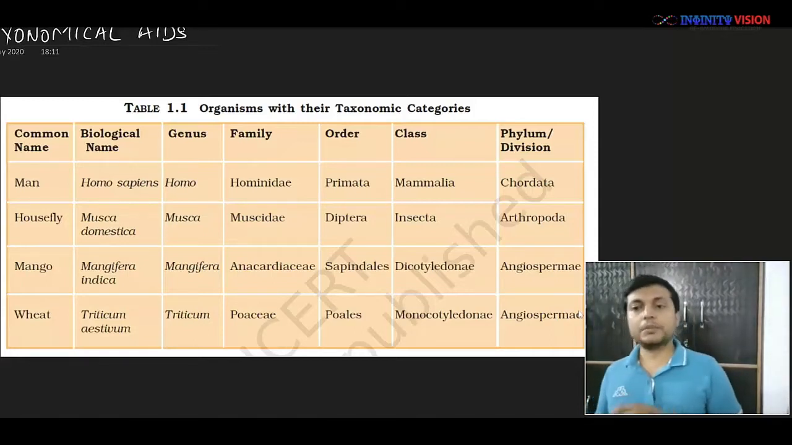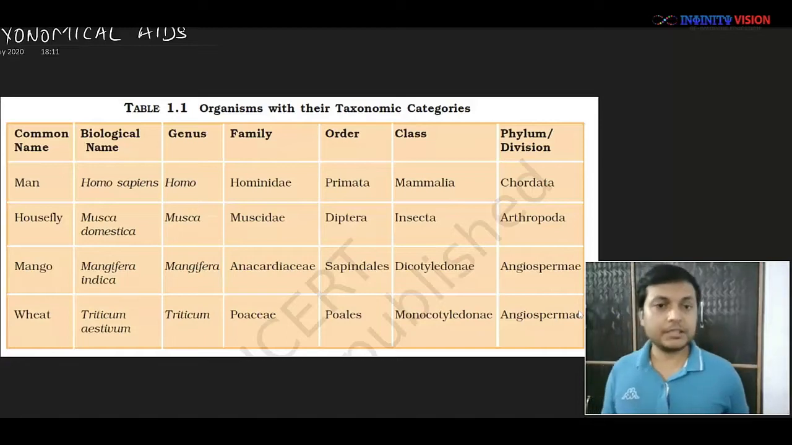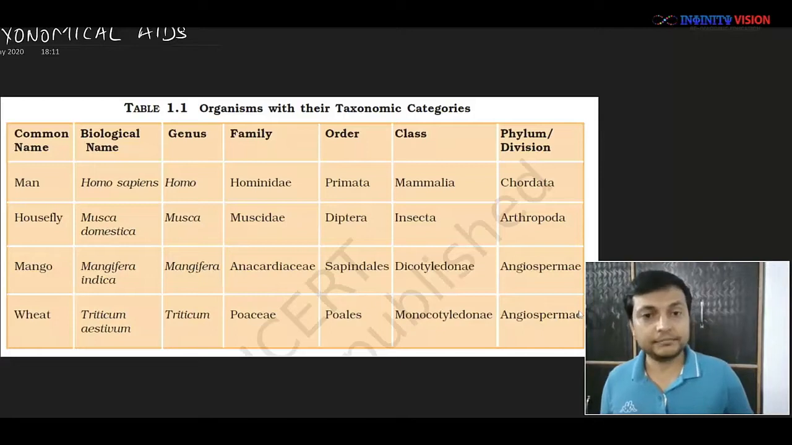This table first talks about man. Man or human beings, the biological name is Homo sapiens. We all know it, correct? We are animals, so we fall in the animal kingdom. So the kingdom is Animalia. Since we are animals, there will be a phylum, right? Human beings fall in the phylum Chordata. Class is Mammalia, order is Primata, family is Hominidae, genus is Homo, and species is sapiens, and therefore the scientific name is Homo sapiens. So do remember.